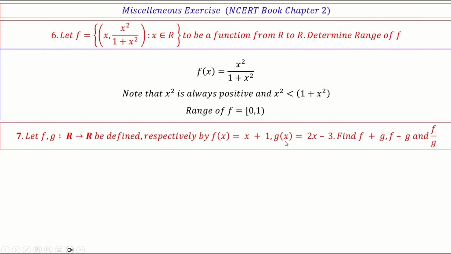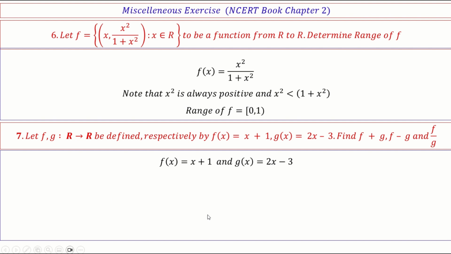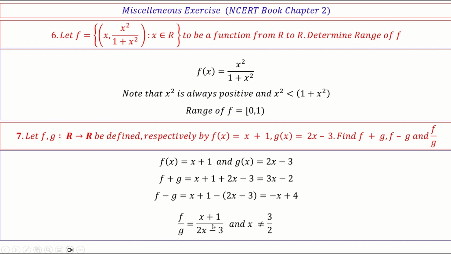F of x equal to x plus 1, g of x equal to 2x minus 1, find f plus g, f minus g, and f by g. Okay, so this is simple. You have f plus g, you have to sum up both of them, which is 3x minus 2. Okay, f minus g is minus x plus 2. F by g is x plus 1 by 2x minus 1. So you have to tell the condition. Denominator cannot be 0. So x is not equal to 3 by 2. 2x minus 3 is not equal to 0 basically. Next.